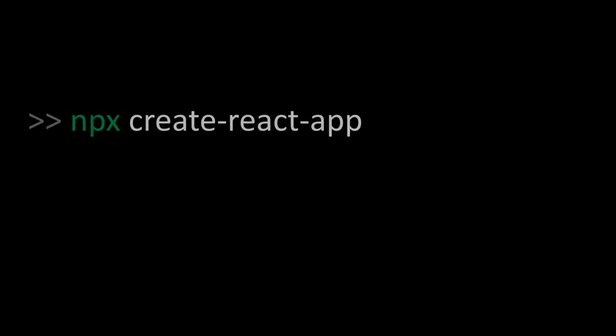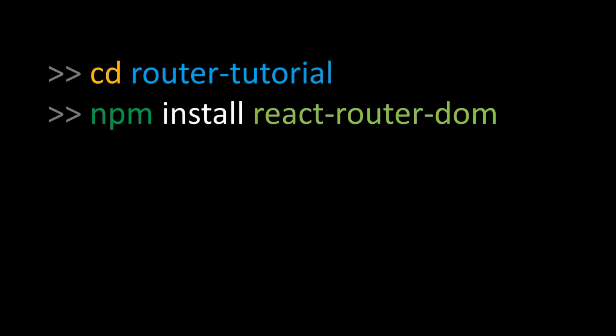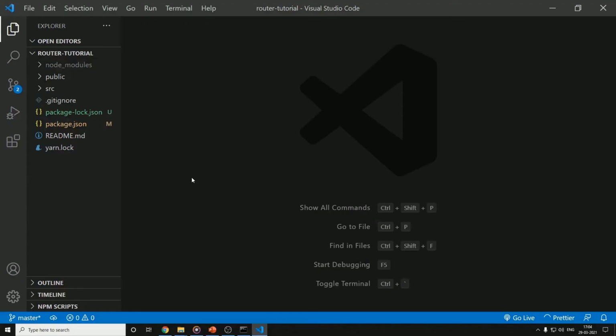Thank you. We'll start by creating a new React app. So inside this folder, I'll open up a terminal and run the command npx create-react-app and we'll call it router-tutorial. Once that's finished, navigate to the newly created folder and run npm install react-router-dom. After completion, let's open up this folder in VS Code.